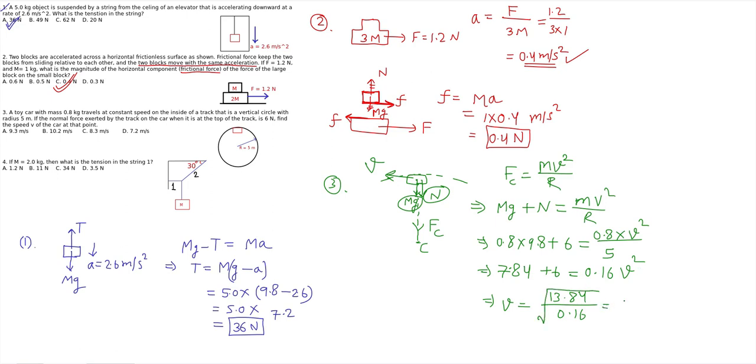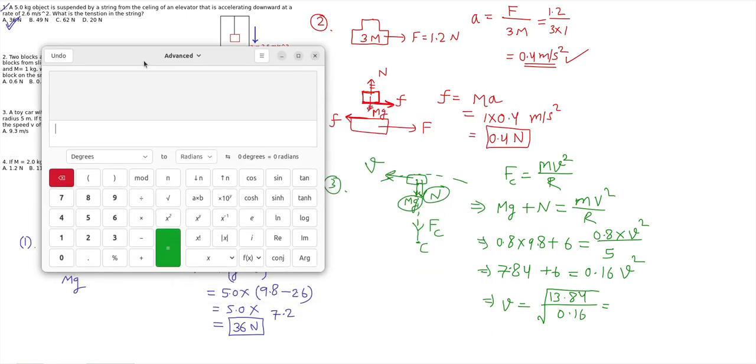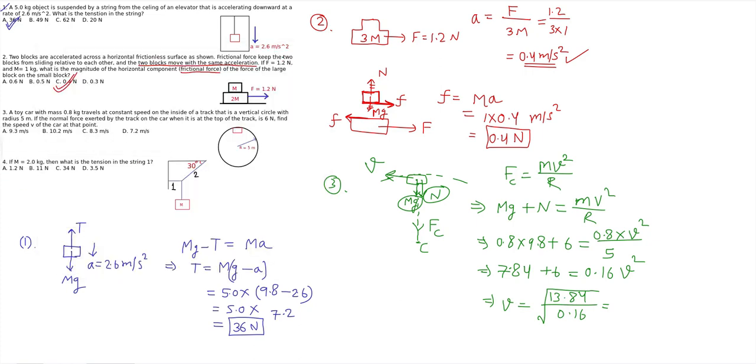And let us see how much this will be on solving. So let's use the calculator, and square root of 13.84 divided by 0.16, and let us see how much it comes. It is coming 9.300, or we can simply say 9.30 meters per second. So the speed of the toy car is 9.30 meter per second. So let us see which is the correct answer. So the first answer is the correct answer, 9.3 meter per second.